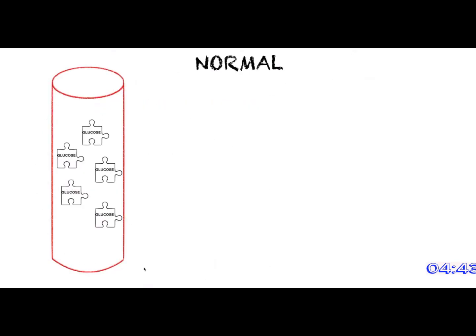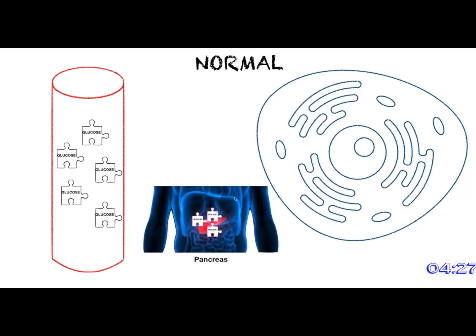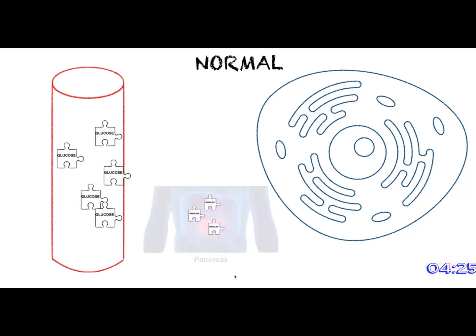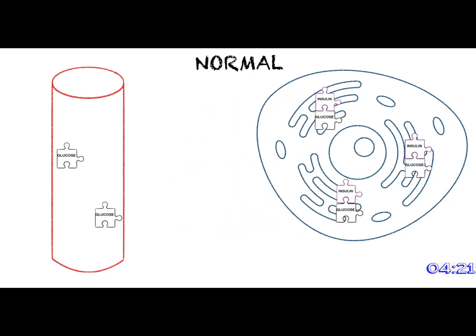Normally, we have glucose in our bloodstream. Now, our cells need glucose to function properly and to get energy. For this to happen, our glucose needs to get transported from the bloodstream into the cell. And this is made possible by the insulin that is secreted in the pancreas. It binds to glucose, which allows the transport of glucose into the cell. Once the glucose is in the cell, then we have energy.